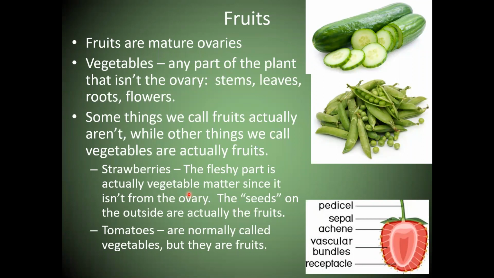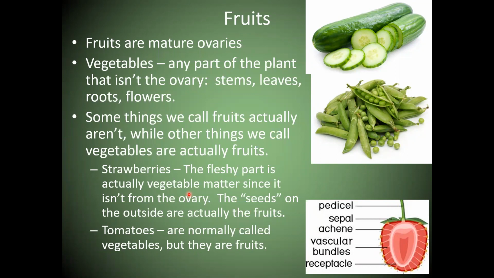Vegetables, what's the difference between fruits and vegetables? Well, vegetables are any part of the plant that isn't the ovary, right? So stems can become a vegetable. Leaves can be considered vegetables. Certain developed roots, developed flowers can become vegetables, right? For example, cauliflower is a vegetable. That's a flower becoming developed. Kale, that's a leaf-based vegetable, right? So potato, root-based vegetable, right?